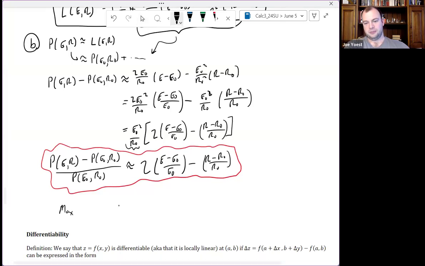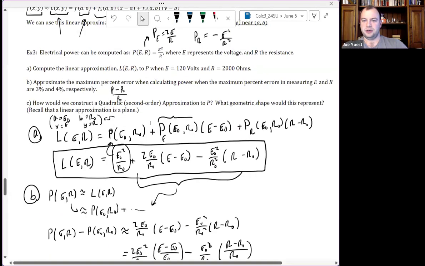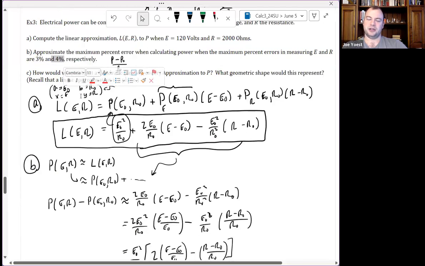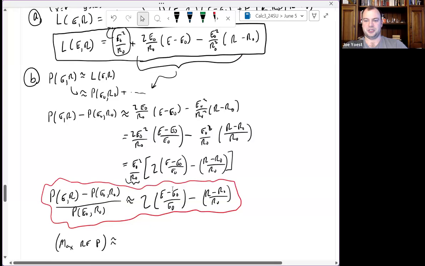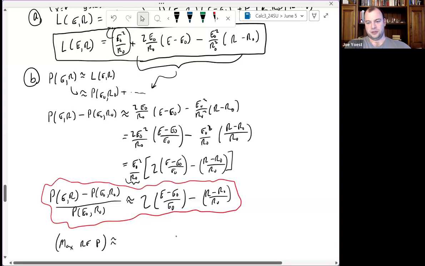Or what's the max relative error in P? Well, I don't want to say my relative error in E is plus 3% and my relative error in R is necessarily plus 4% also, so that they kind of cancel out. I could overestimate E and underestimate R so that they add together, or underestimate E and overestimate R. So I really have to look at absolute errors here.